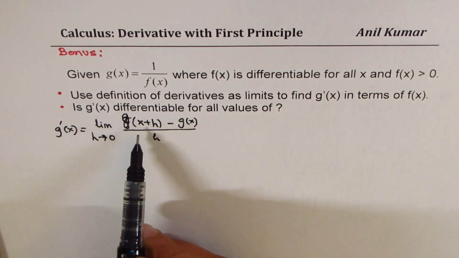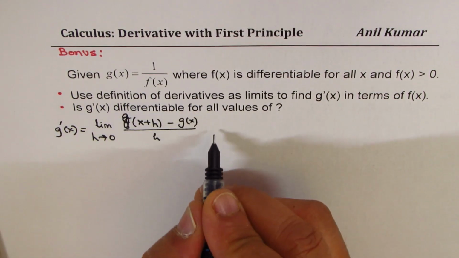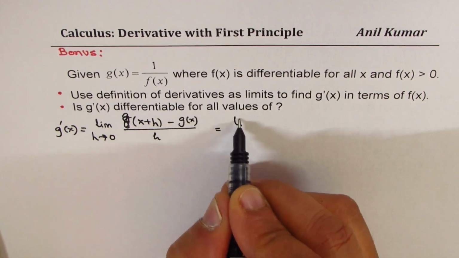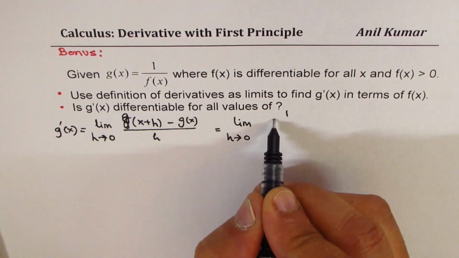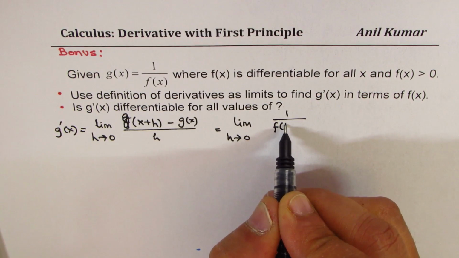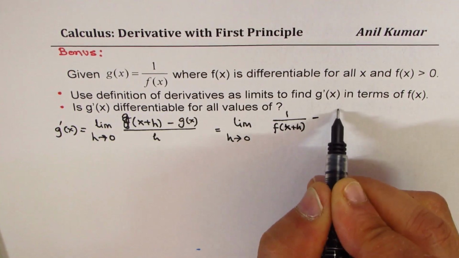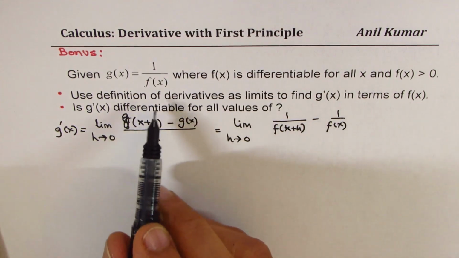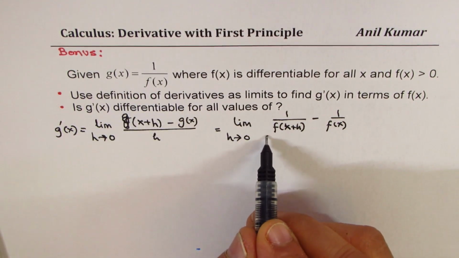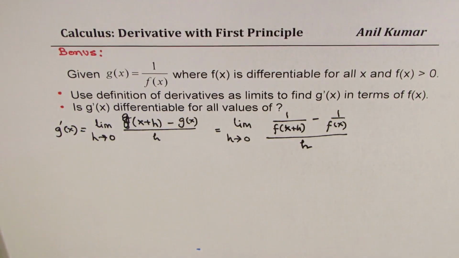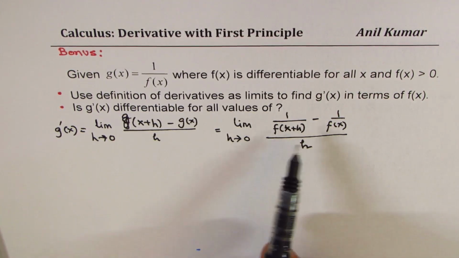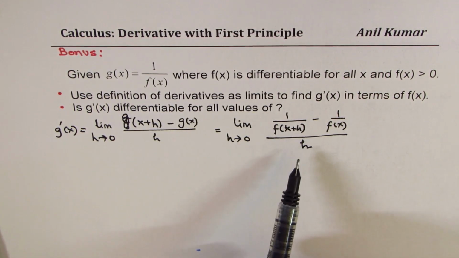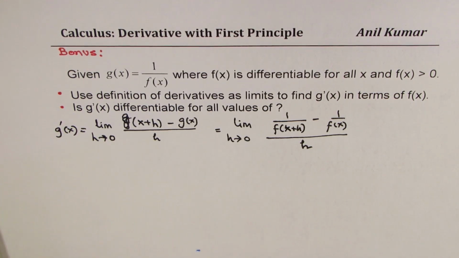Now g is defined as 1 over f of x, so let me write this as the limit as h approaches 0 of 1 over f of x plus h minus 1 over f of x, all over h, since g of x is 1 over f of x. So we have to prove that this exists, and we have to find an expression involving f of x. That is the question. I hope the question is clear to you now. You can pause the video and solve it.